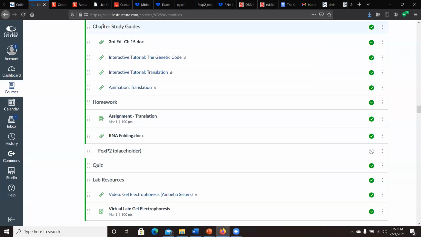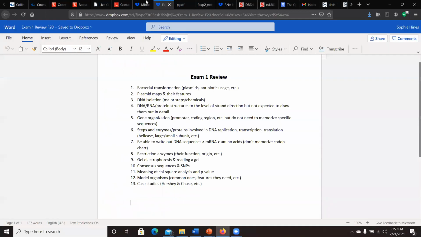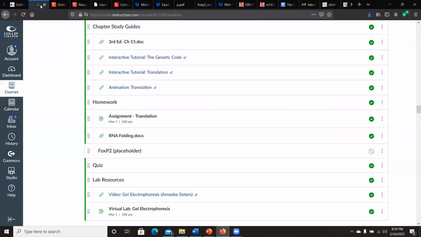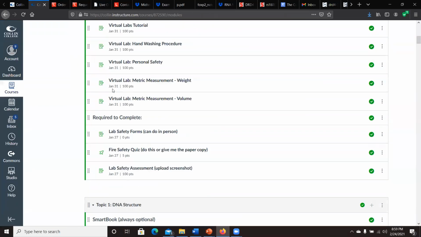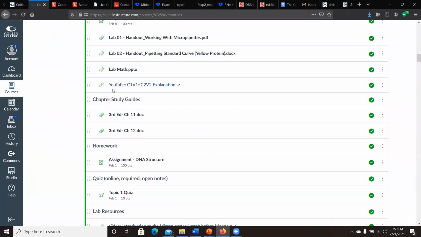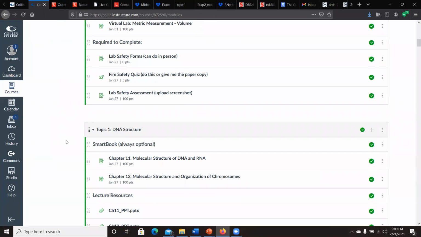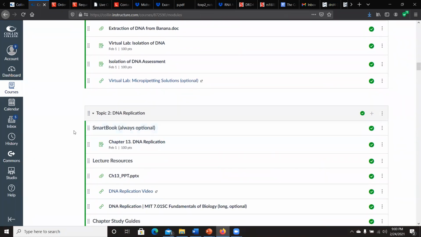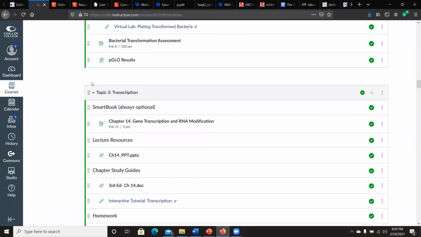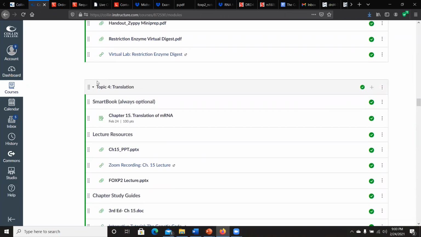When I was looking earlier at a review from exam 1 from previous years, it doesn't even show topic 5 in here. So I'm going to confirm, but if this is the case, then it's only going to be topics 1 through 4, which means topic 1 was DNA structure. Topic 2 is DNA replication. Topic 3 is transcription, and topic 4 is translation.